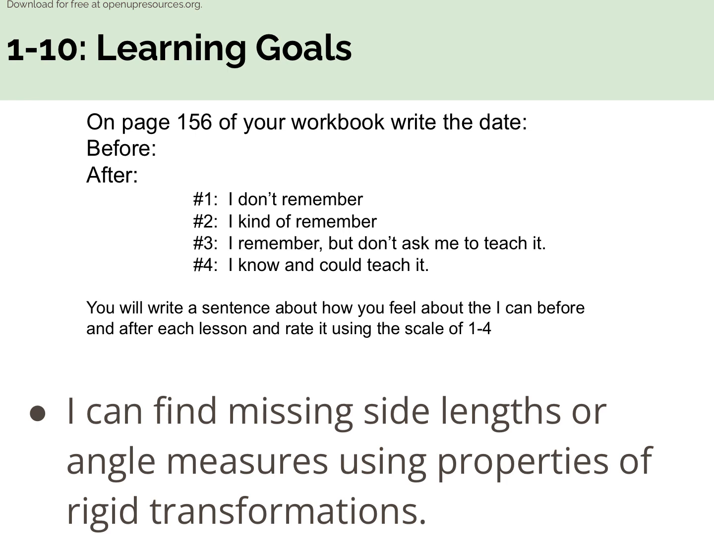So remember, you need a number, 1, 2, 3, or 4, and you need a sentence about how you feel about this I can statement right now. I can find missing side lengths or angle measures using properties of rigid transformation. Go ahead and give yourself a number and a sentence about that number.